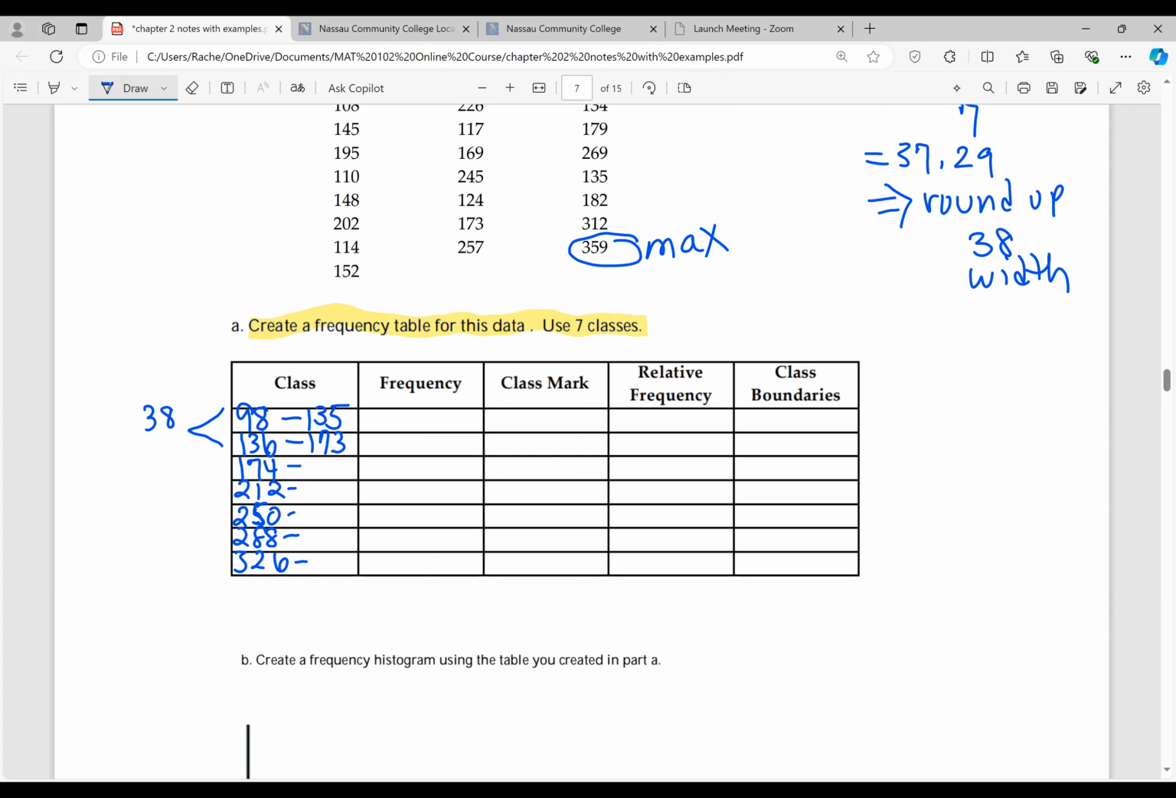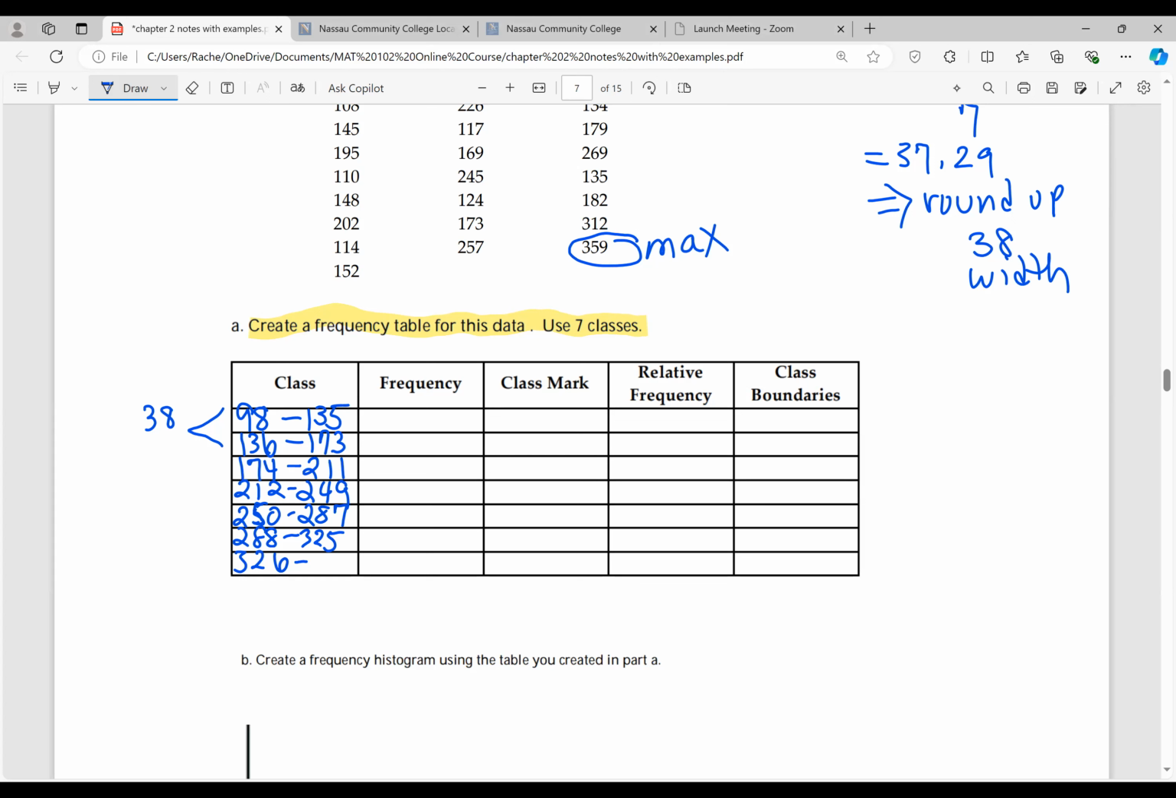So the next class is going to go from 174 to 211. The next class is going to go from 212 to 249. The next class is going to go from 250 to 287. The next class is going to go from 288 to 325. And then this one's just a little tricky because you don't have a next class to base it on. So we just have to keep in mind the class width is 38, right?